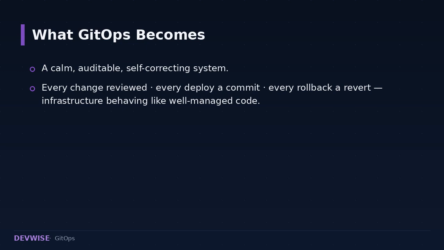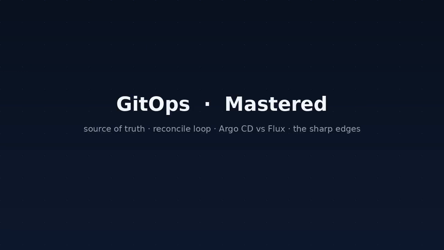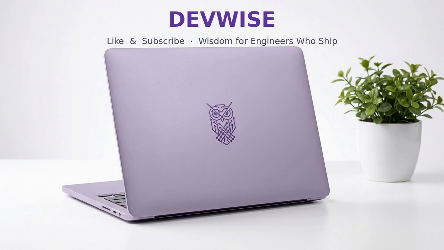Master those, and GitOps stops being a spooky cluster that undoes your work and becomes what it truly is, a calm, auditable, self-correcting system where every change is reviewed, every deploy is a commit, and every rollback is a revert. Your infrastructure, finally, behaving like well-managed code. That's GitOps. Git as the source of truth, the reconciliation loop, why it won, Argo CD versus Flux, a real setup, and the sharp edges to plan for. Adopt it well, and your cluster stops being something you fight and becomes something that quietly keeps itself correct while you sleep.